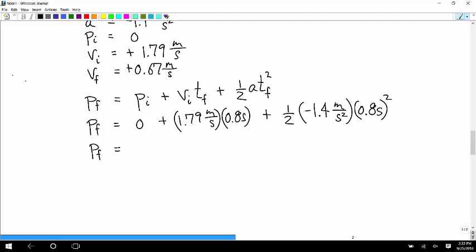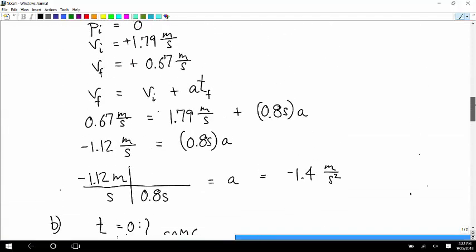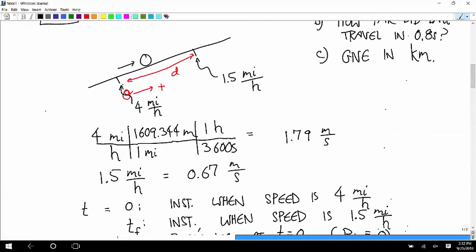And so PF, I get 0.98 meters. Does it make sense that PF is positive? It does, because through the whole motion, the object's moving in the positive direction, and it starts at 0, so it needs to be positive.